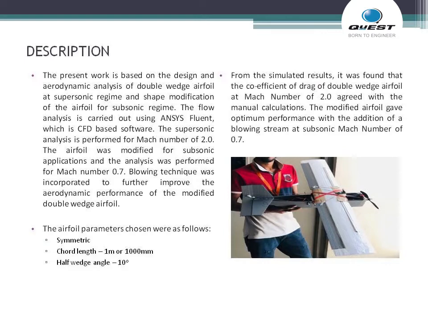Moving on to the description of our project, we designed and performed aerodynamic analysis using ANSYS Fluent on a double wedge airfoil capable of performing at supersonic speeds, that is Mach number 2.0. The airfoil was modified for subsonic applications using a shape modification technique. The modified airfoil was analyzed at Mach number 0.7. We also incorporated a blowing technique to improve the performance of the modified airfoil. The parameters for the airfoil considered were chord length of 1 meter and half wedge angle of 10 degrees. In order to validate the airfoil design, we built a remote controlled aircraft as shown in the figure.